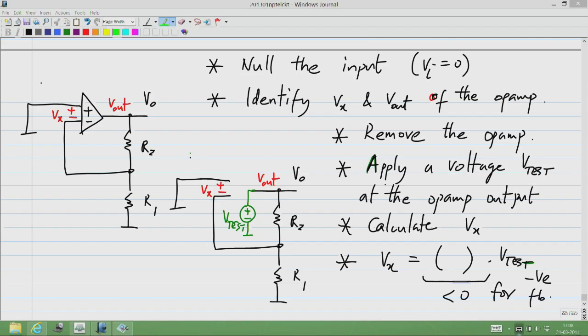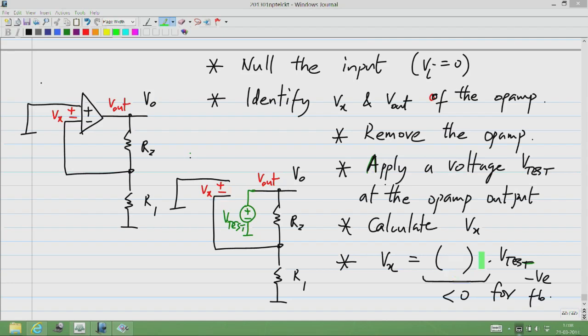Then I remove the op amp, and instead of the op amp, I connect a voltage source Vtest wherever the op amp's output was. Then I calculate Vx in this new circuit with the op amp removed and this new voltage source inserted. This is just for testing the circuit. Vtest is some arbitrary voltage. Because this is a linear circuit, Vx will be some number times Vtest. It has to be.